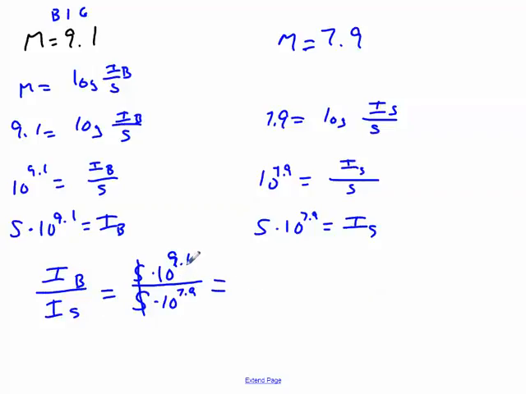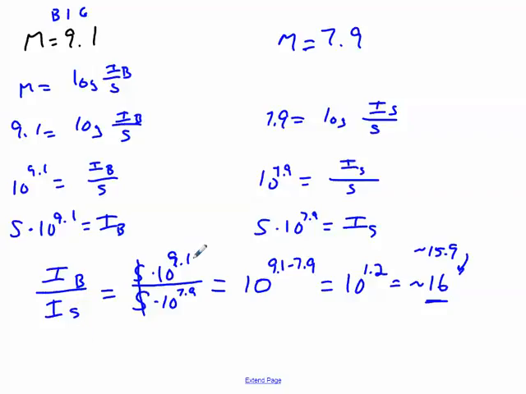It's 10 to the 9.1 divided by 10 to the 7.9. If we've got exponential statements with the same base, we can subtract the exponents. This would be 10 to the 9.1 minus 7.9, which equals 10 to the 1.2 power. 9.1 minus 7.9 is 1.2. That's pretty close to 16. It's 15.9 or 15.8, something like that, but we'll call it about 16. So this big intensity is about 16 times bigger than this small intensity, which goes along with what we've been talking about.